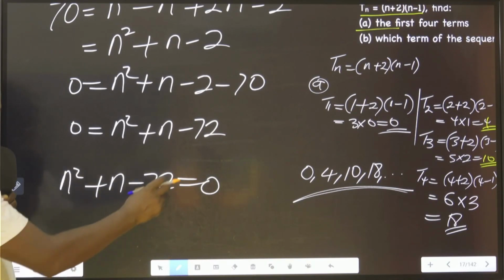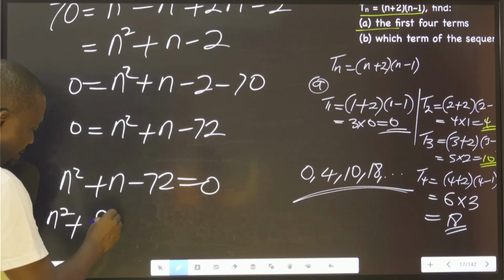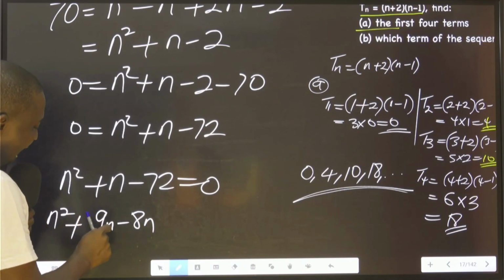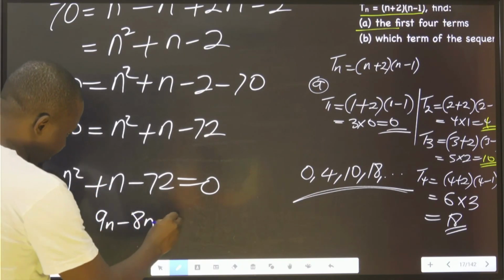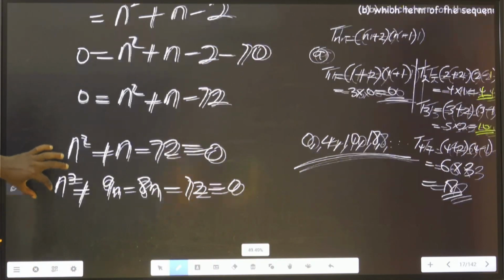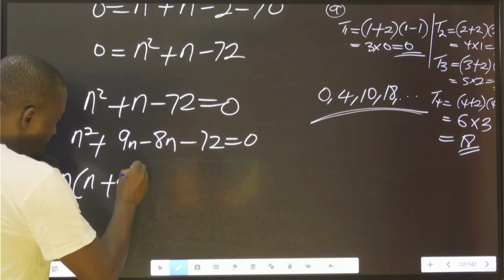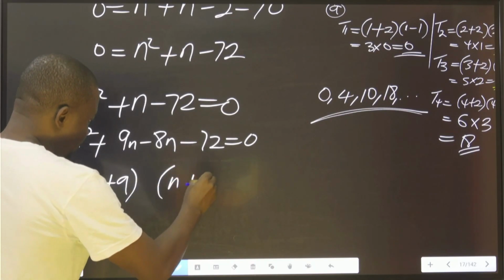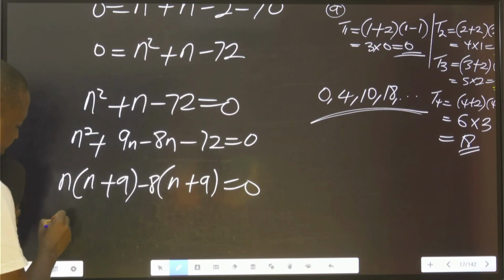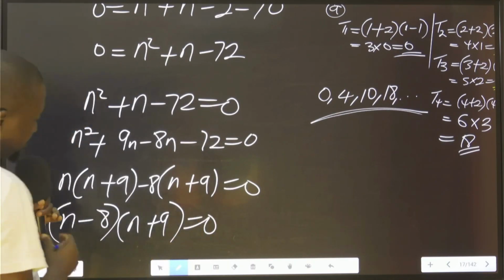You agree with me that 9 times 8 will give us 72. And 9 minus 8 will give us 1. That is, 9n minus 8n will give us n. So we can use 9 and 8 for this quadratic equation. You know what to do for the other ones. That is to say, (n minus 8)(n plus 9) equals 0.